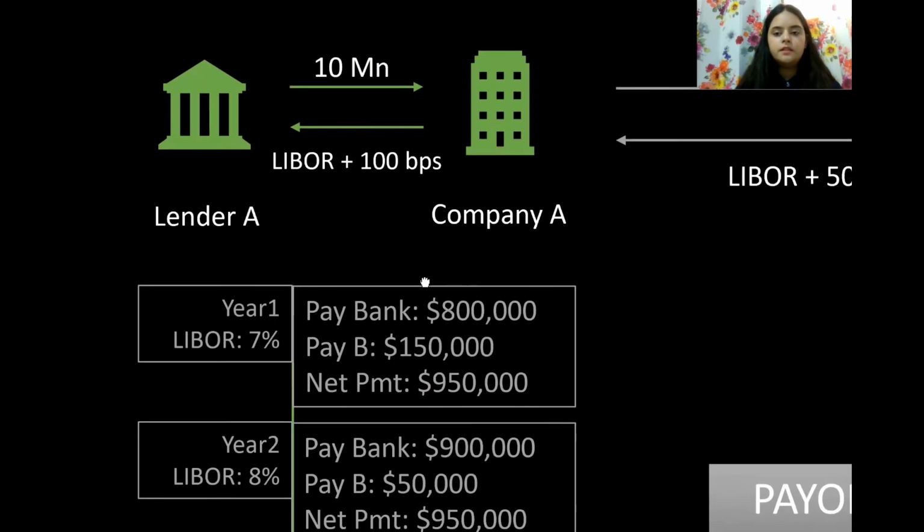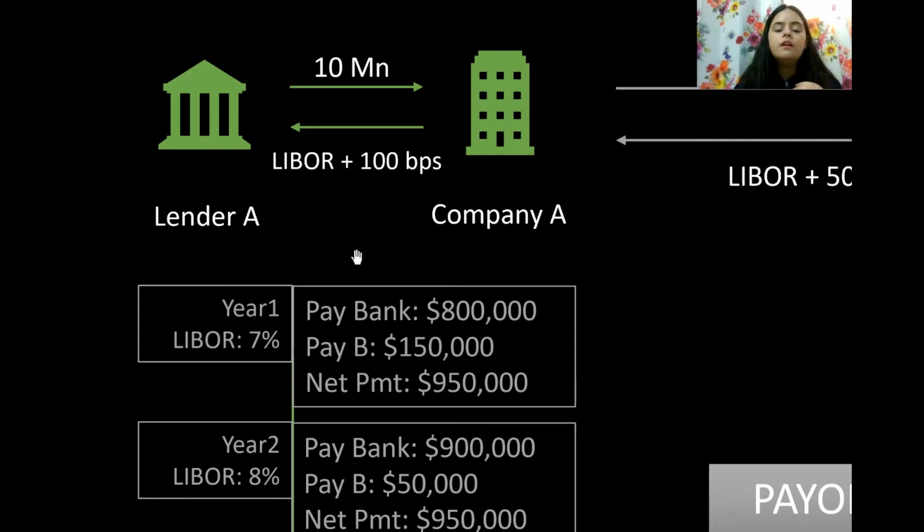So in year one, the LIBOR is set at 7%. This is the real scenario here. LIBOR is set at 7% in the first year of the swap. In the first year, what are all of company A's cash outflows? What cash outflows are due? It has to pay the bank, and either it will receive or pay in the swap.